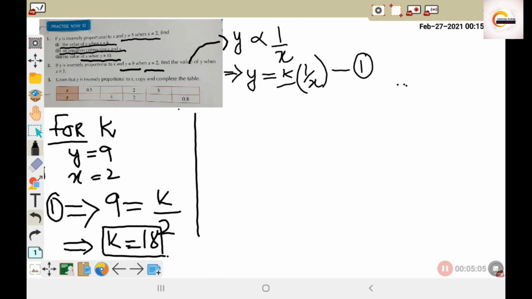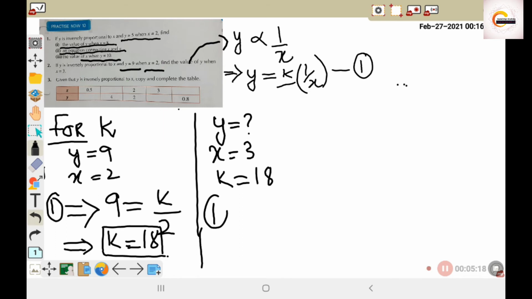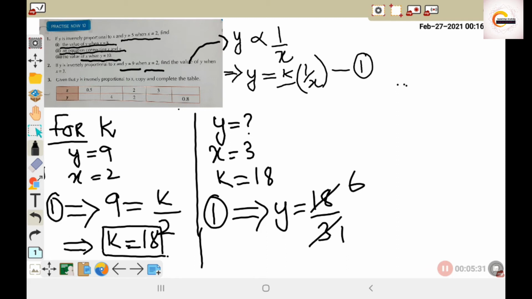We have to find out the value of y when x is equal to 3, and k we already have calculated is 18. Now putting all these above values in our equation number 1, y is equal to 18 upon 3. Now, y is equal to 6.